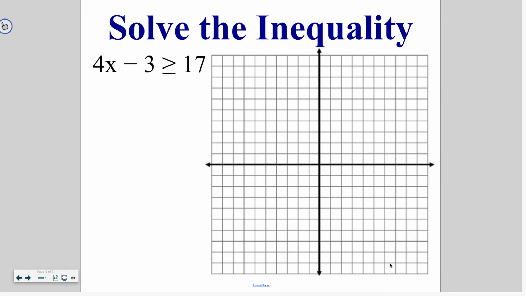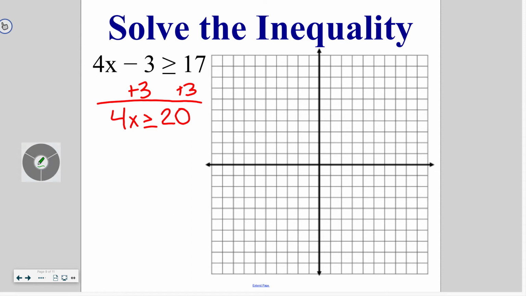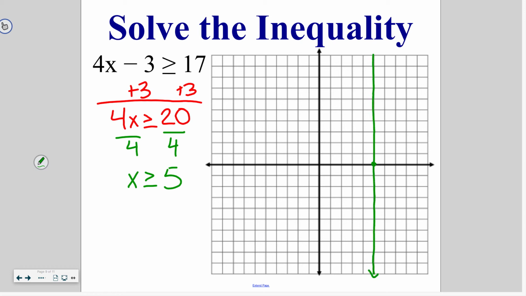Sometimes, similar to that graphing review that we did, there might only be one variable, but it still wants you to put it on the coordinate plane. So you're going to solve the equation for that variable. In this case, adding 3 to both sides, getting 4x is greater than 20, and then dividing by 4, giving me x is greater than or equal to 5. Again, you're going to come over and put that point at 5 because it is greater than or equal to. We've got a solid line.